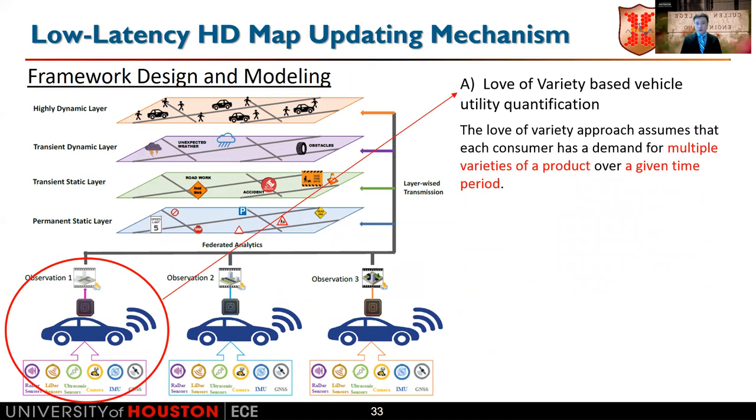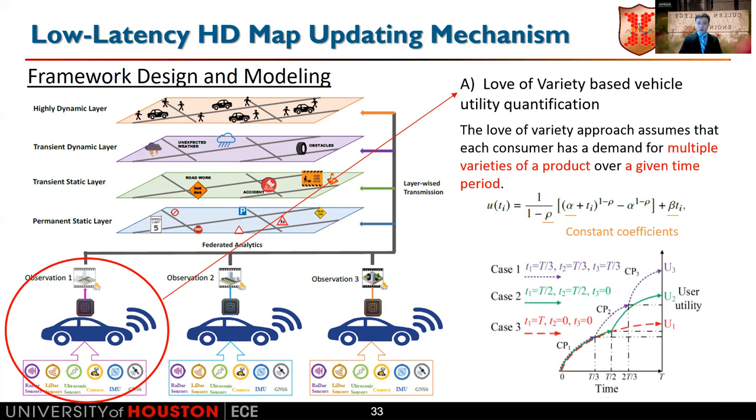In order to quantify the contribution of the sensors, first of all, we utilize the novel variety for the quantification. The novel variety is a concept from economics, and this approach assumes that each consumer has a demand for multiple varieties of a product over a given time. This is the general utility function to show the diversity of the vehicle. Here rho, alpha, and beta are constant coefficients. By adjusting these parameters, the behavior or utility curve will differ accordingly.